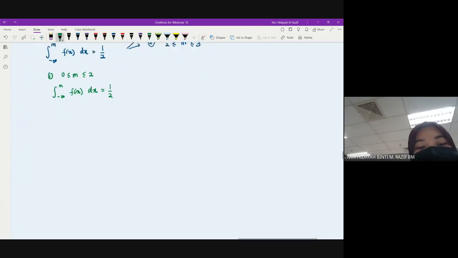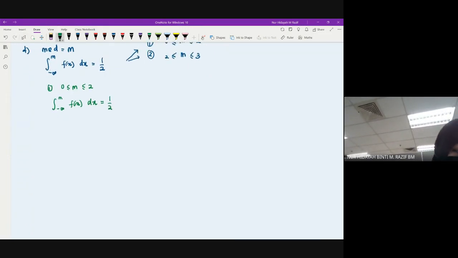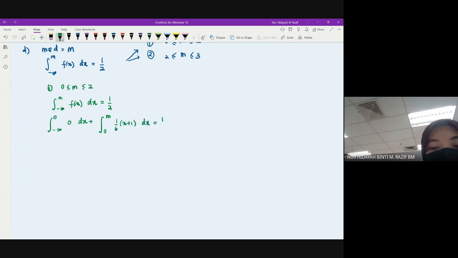So kita akan gantikan sahaja and kita akan separatekan interval, dapat integrate negative infinity sehingga kosong. Okay, di sini kosong dx ditambahkan dengan integrate daripada kosong sehingga m, yang mana fungsinya adalah 1 per 6 (x tambah 1) dx, and that should be equal to 1/2. So kita teruskan pengiraan. Saya akan dapat yang depan ni kosong, so saya tak akan kira, saya akan skip sahaja. And then yang belakang ni saya dapat 1 per 6, dalam ni dapat x square per 2 tambah x, limitnya kosong sehingga m, that should be equal to 1/2.